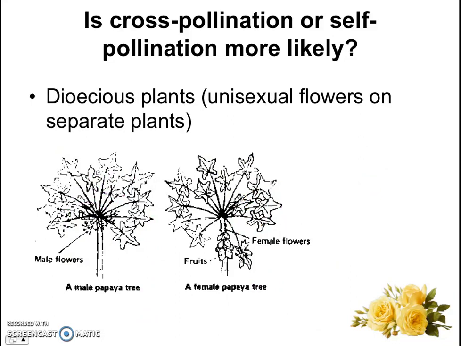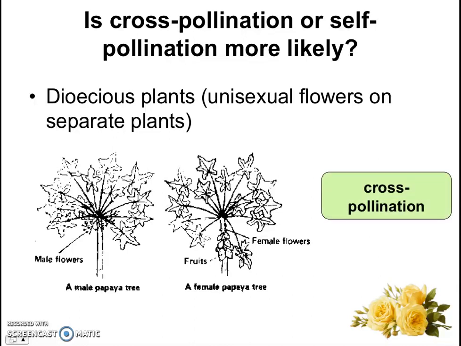Alright, next, the papaya tree, dioecious plants. So these are plants with unisexual flowers on separate plants. So what do you think about this? Cross or self-pollination? And of course, the answer to this is cross-pollination, right? Because this plant, which has all female flowers, cannot pollinate itself, right? So pollen must be transferred from the male flower in the male plant to the female flowers in the female plant. So this one is definitely encouraging cross-pollination.